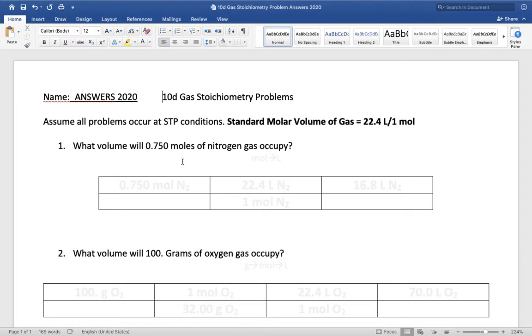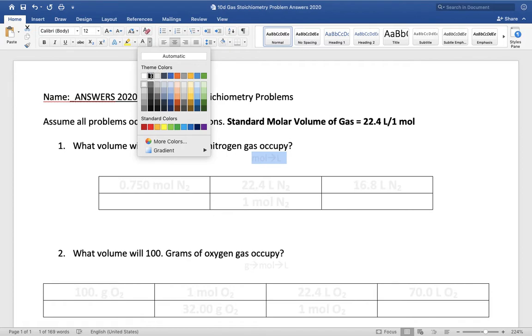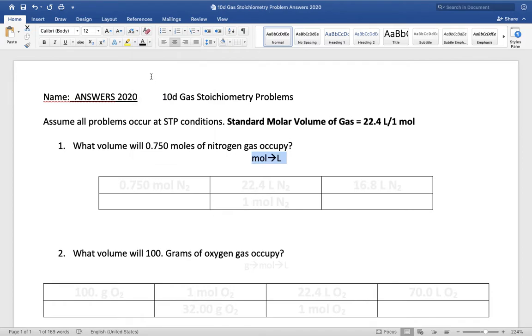Number one, what volume will 0.750 moles of nitrogen gas occupy? So before I set up my table, I really like to get a mental outlook on what I need to do in these gas stoichiometry problems. And in this case, I know the moles, but I don't know the volume. So I'm going to have to make a calculation that converts moles to liters.